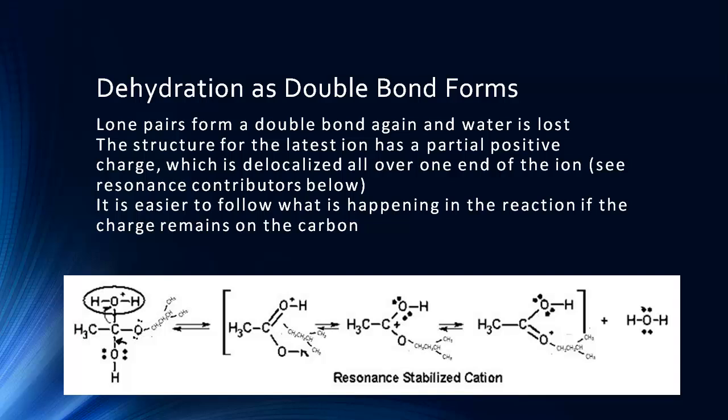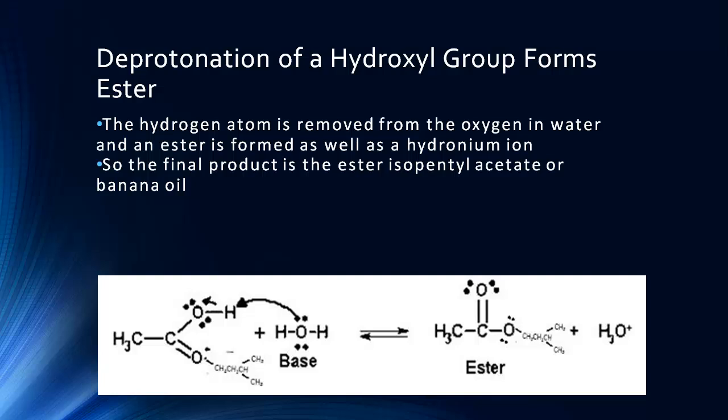The fourth step of the reaction is a dehydration. As a lone pair from oxygen forms a double bond, the structure for the latest ion has a partial positive charge, which is again delocalized. It is easier to think of the rest of the reaction if the charge remains on the carbon. The fifth step is the loss of a proton from the hydroxyl group to form an ester. A proton is removed from the oxygen by water, and an ester is formed, as well as a hydronium ion. The final product is the ester isopentyl acetate seen below.